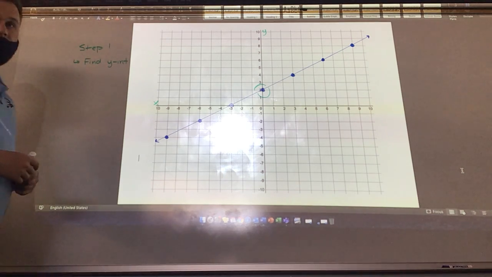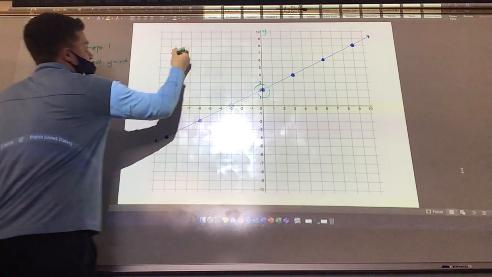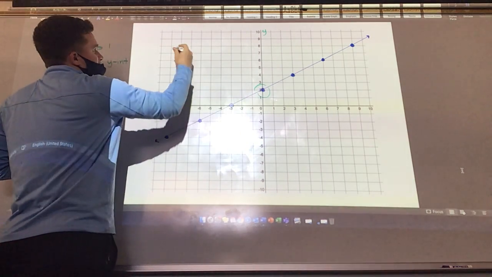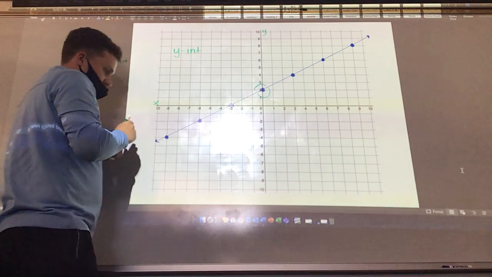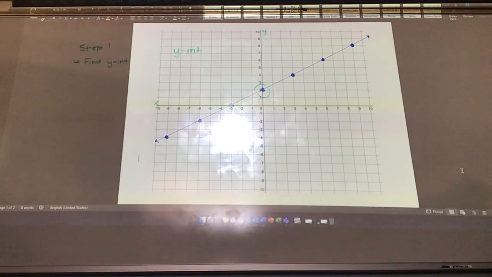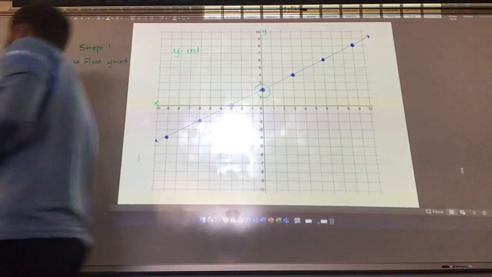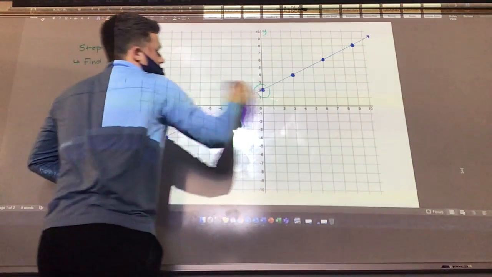Is that the first one, right? Yeah. And then in the free space in your graph, you can just write y-intercept. Yeah, right here. I'm going to use a dark color.